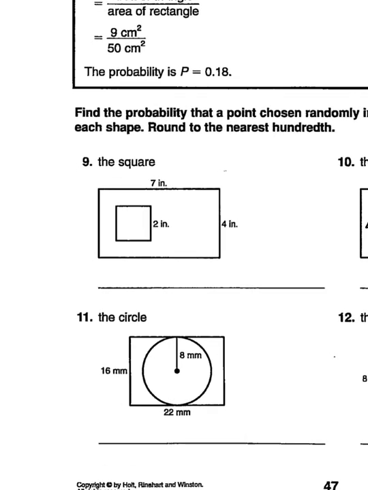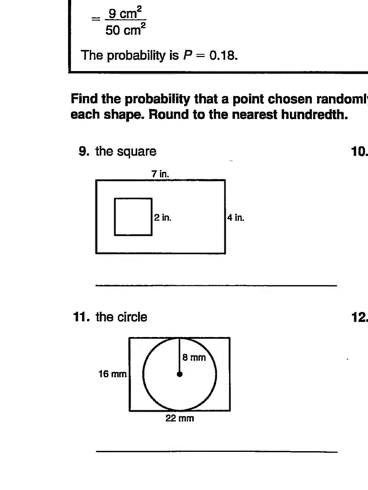All right, let's look at this next example. They want to find the probability of you choosing a point within the square. So we have a square within a rectangle. We're going to find the area of the square first, then the area of the rectangle, and do the square over the rectangle. The area of the square is just 2 squared, which is 4, right? And then the area of the entire thing is 7 times 4, that's 28. So I have 4 over 28. I want us to round to the nearest hundredth, so when you do that, you get 0.14.